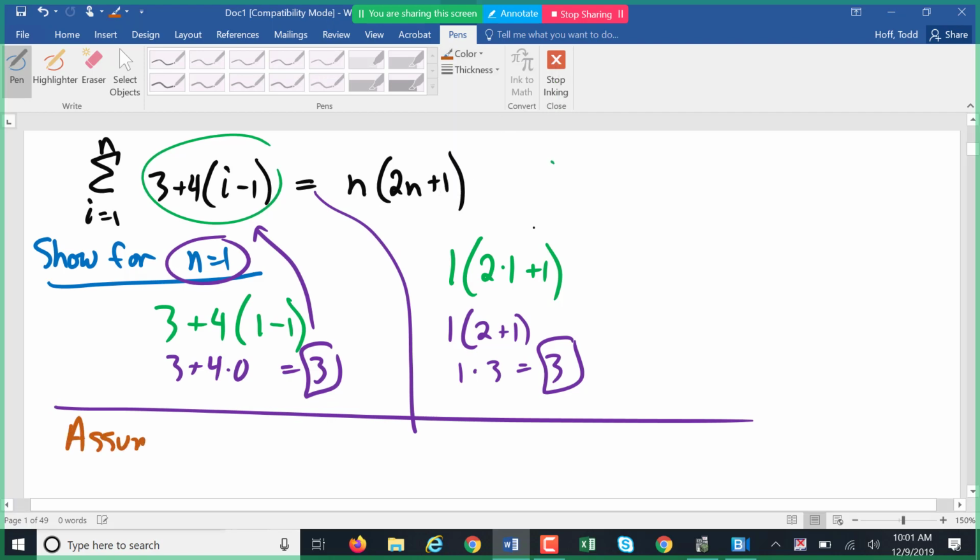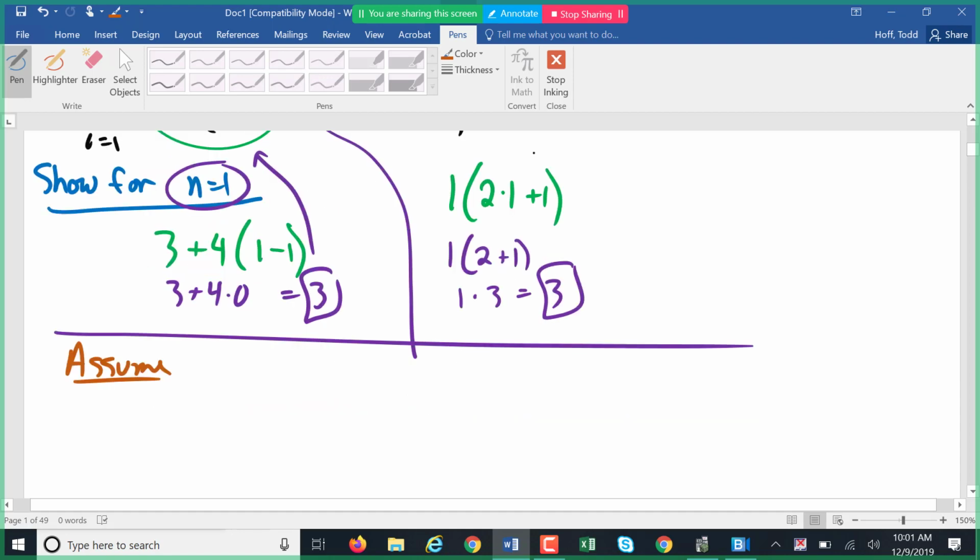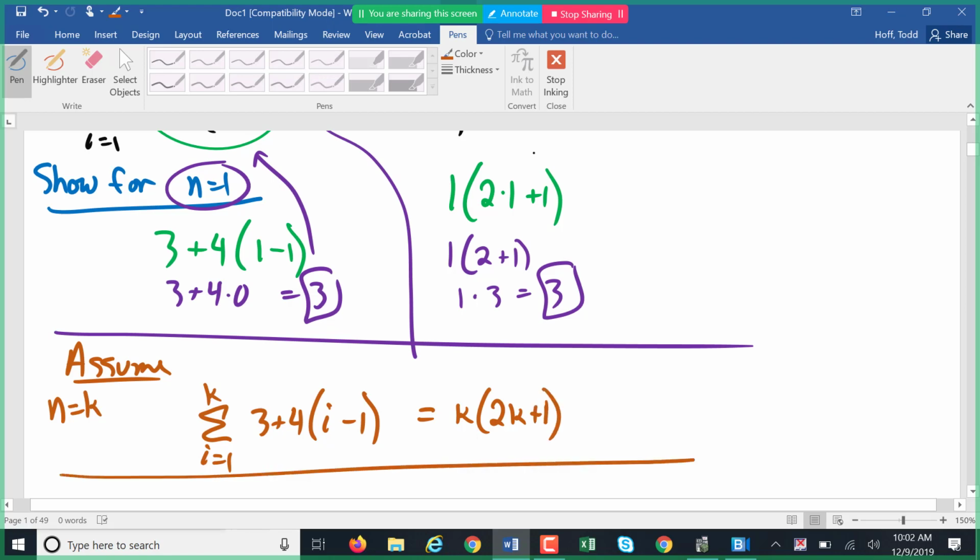Then we assume the truth of that formula for n equals k. So we're going from i equals 1 to k of 3 plus 4 times i minus 1 is equal to, and we're putting k in for n now, so it'll be k times 2k plus 1. We're assuming that that's true. So then the question is, what if n equals k plus 1?